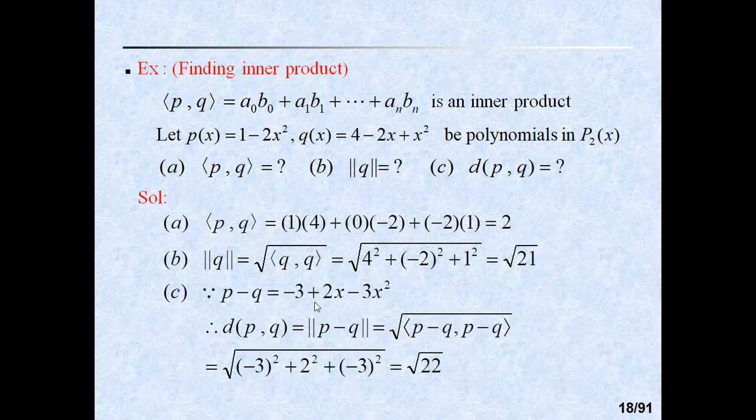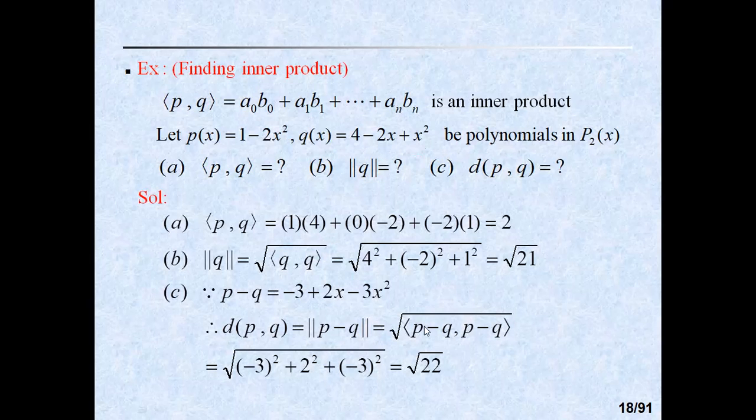Distance between the two vectors p and q. p minus q is equal to minus 3 plus 2x minus 3x square. The constants: 1 minus 4 is minus 3. For x, it is plus 2x. For x square, minus 2x square minus x square is minus 3x square. First find the difference between the two polynomials, p minus q. Now the distance between the two polynomials p and q is equal to the norm of p minus q.